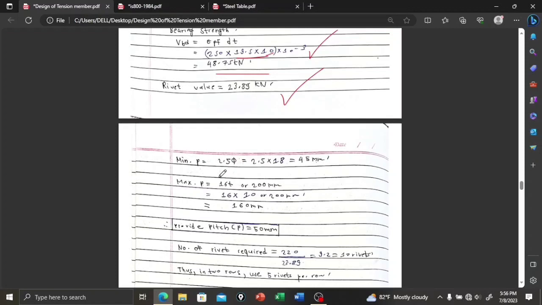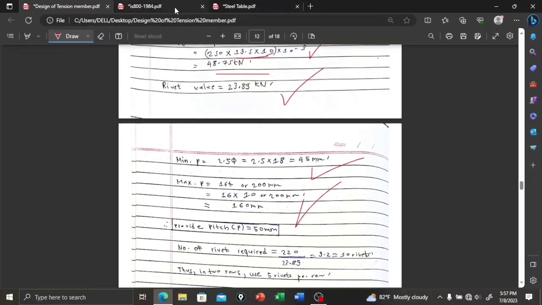Minimum pitch is 2.5 times the nominal diameter, 2.5 times of 18, that is 45. And for tension member, maximum pitch is 16t or 200, whichever is less. 16 into t, t is 10, that is 160, or 200, and the minimum is 160. This is written in this code.